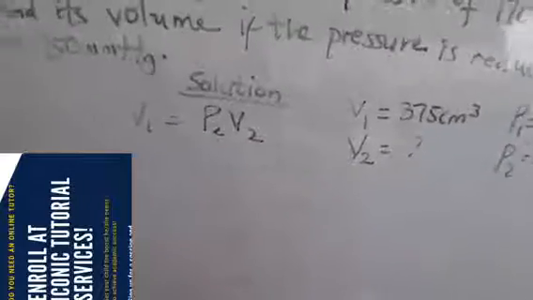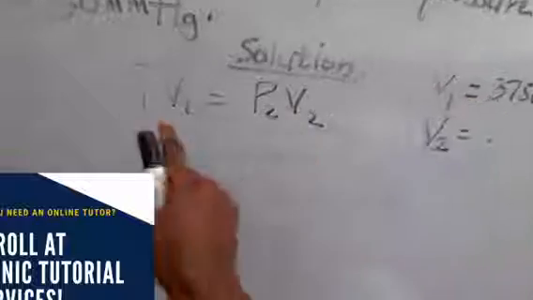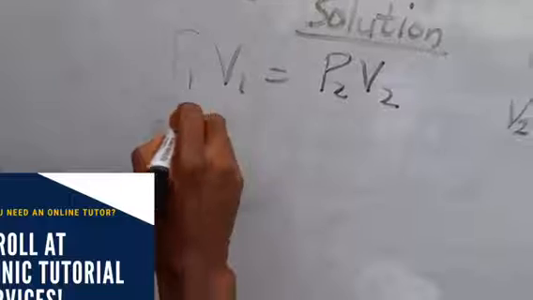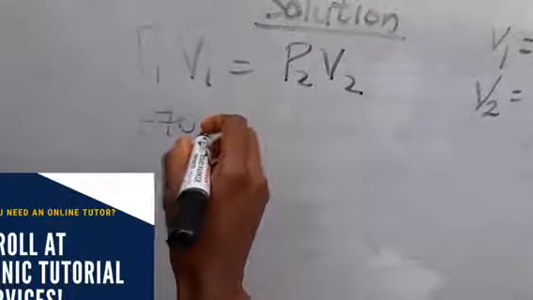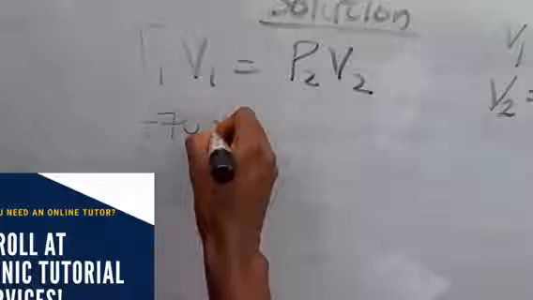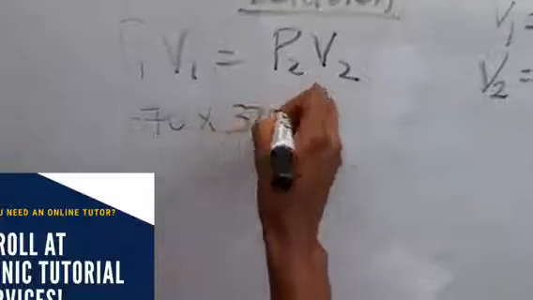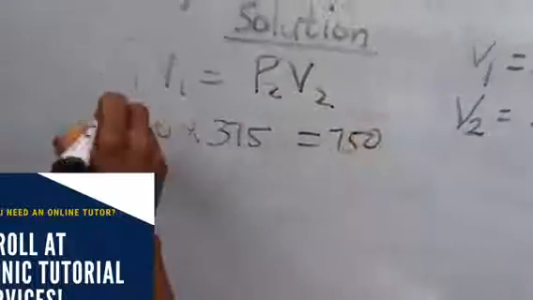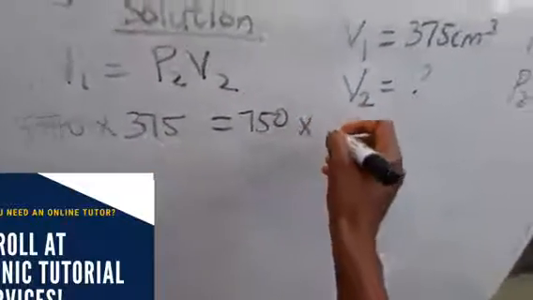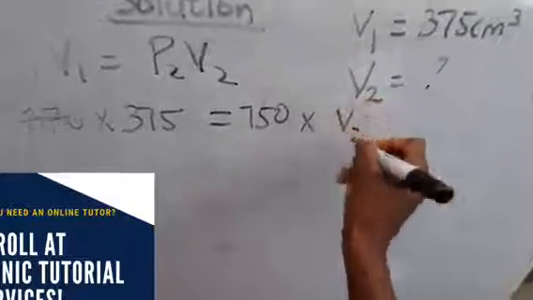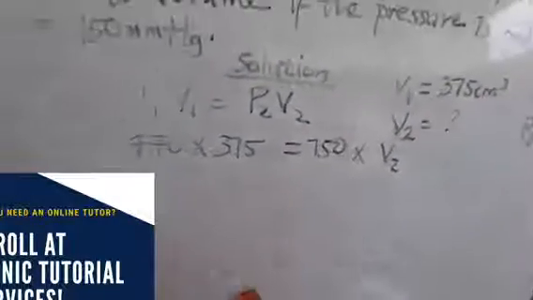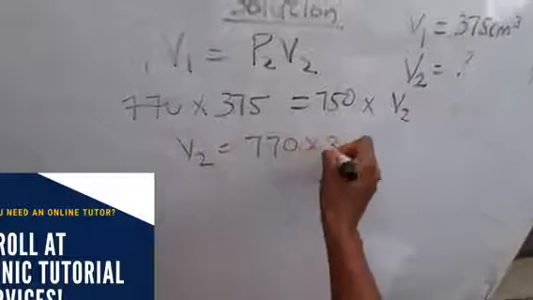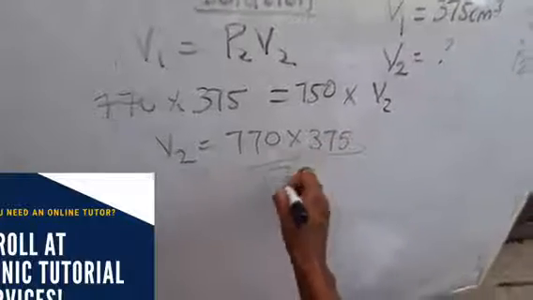Now let's carry out our mathematical operation. We have P1, 770, times V1, 375, equals P2, 750, times V2. So we're going to make V2 the subject of the equation. V2 equals 770 times 375 over 750.